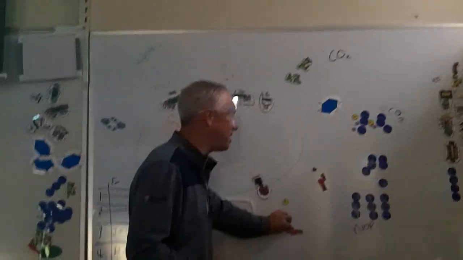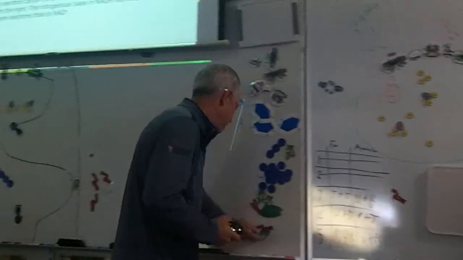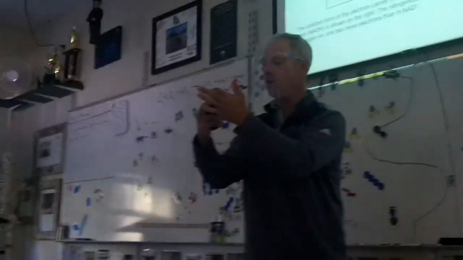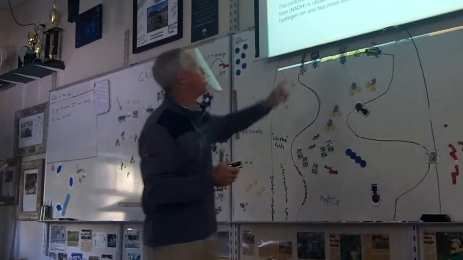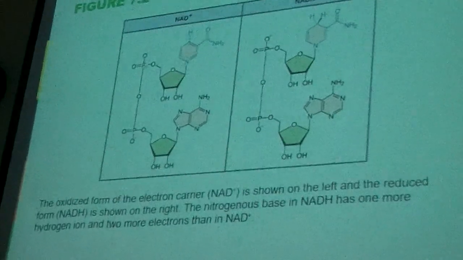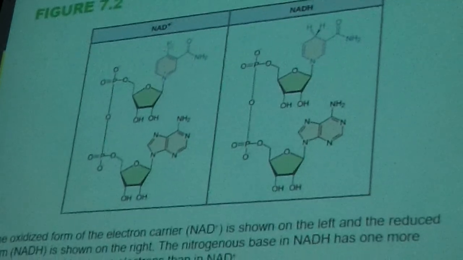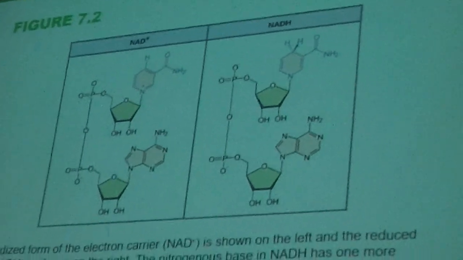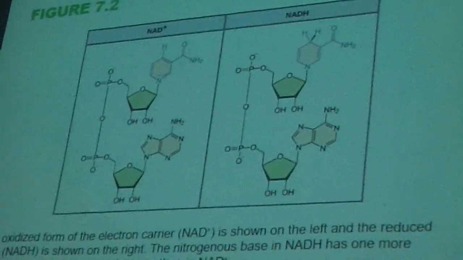A piece of DNA. Oh, here's a nucleotide right here. A nucleotide is a sugar, a phosphate, and a nitrogen base. That's what this is right here. There's the sugar, there's the phosphate, and there's the nitrogen base. NAD is two nucleotides hooked together. Can you see there's a nucleotide there and a nucleotide there?